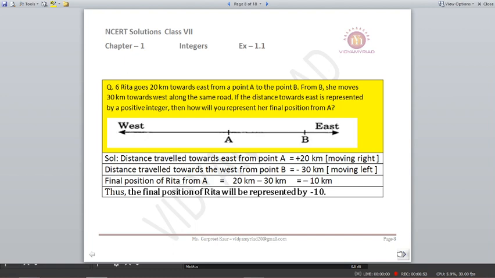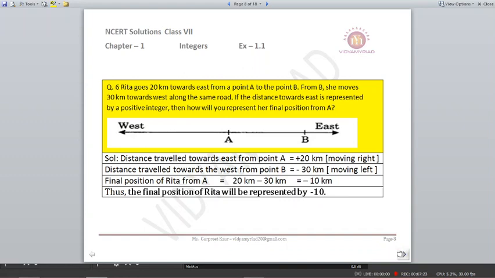Question number 6. Rita goes 20 kilometers toward east from a point A to the point B. Now look at this figure, A to B. That means she is going 20 kilometers toward the east side. I will represent it by plus 20. If she moves 30 kilometers towards west, like from east, she is there at B. Now from B she is moving towards the west side, the opposite direction. So it will be shown as minus 30 kilometers.